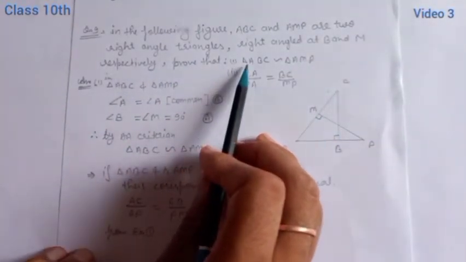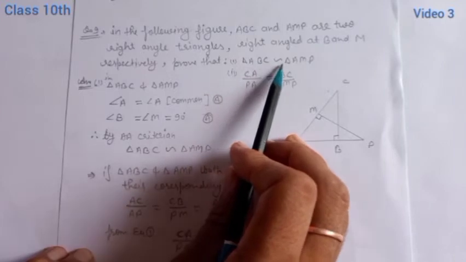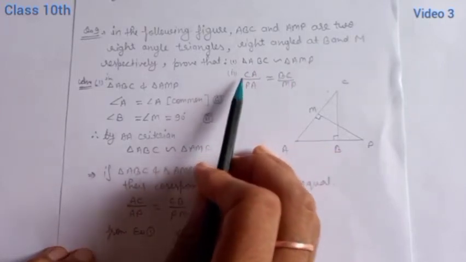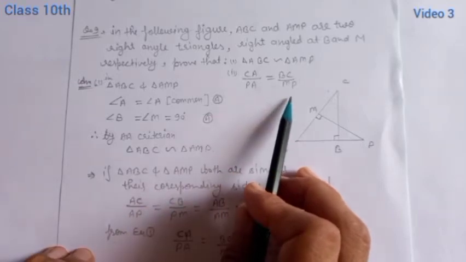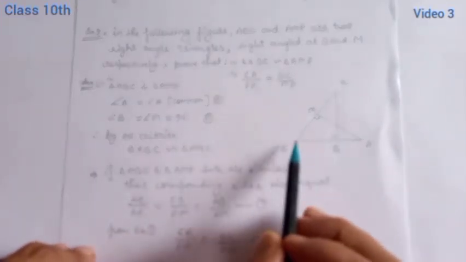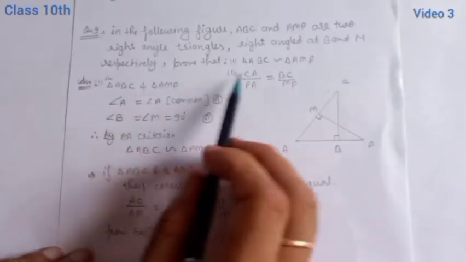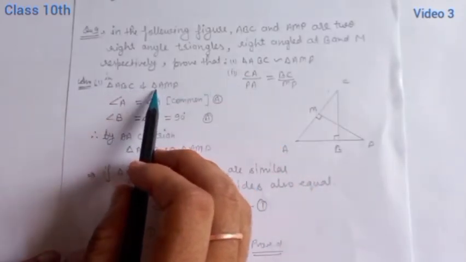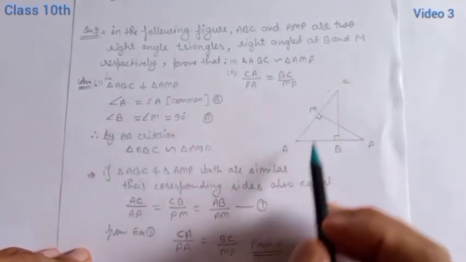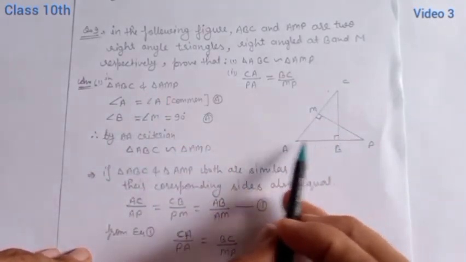Prove that triangle ABC is similar to triangle AMP. Second, you have to prove that CA upon AP is equal to BC upon MP. So students, first we'll do them one by one. Part 1: in triangle ABC and triangle AMP, we'll take the two triangles. You can see it's very simple here.